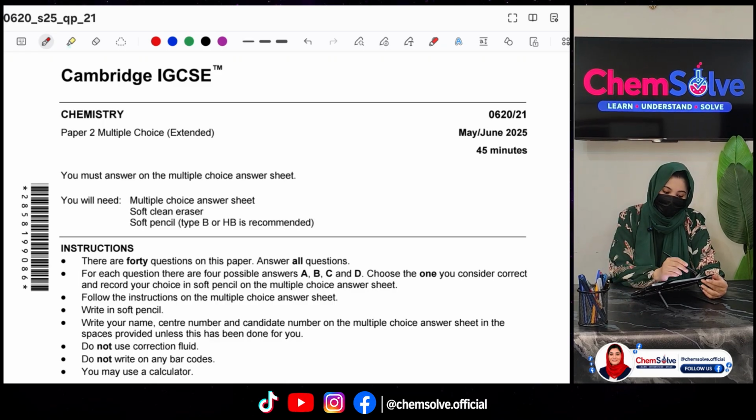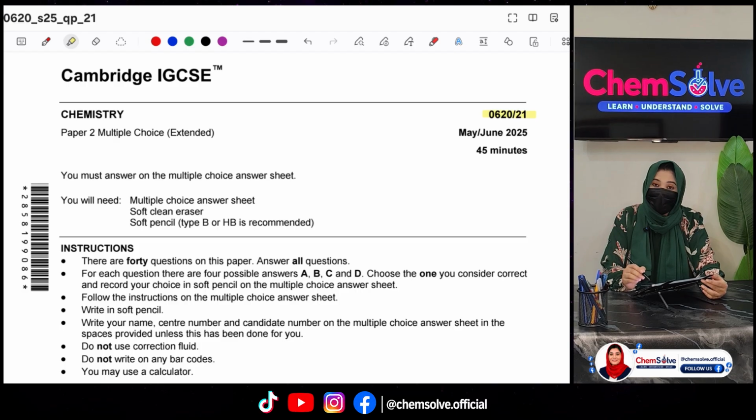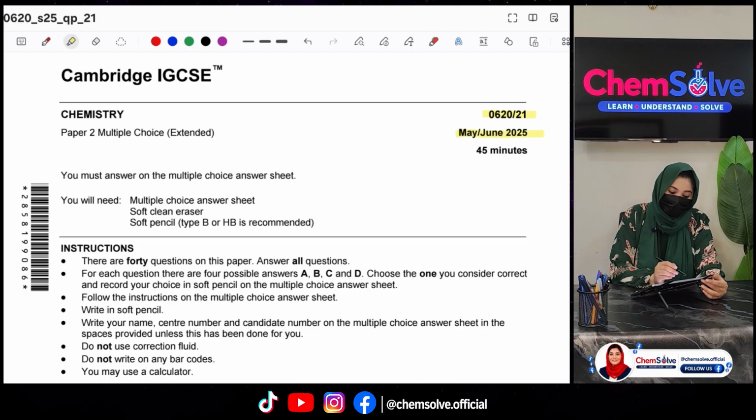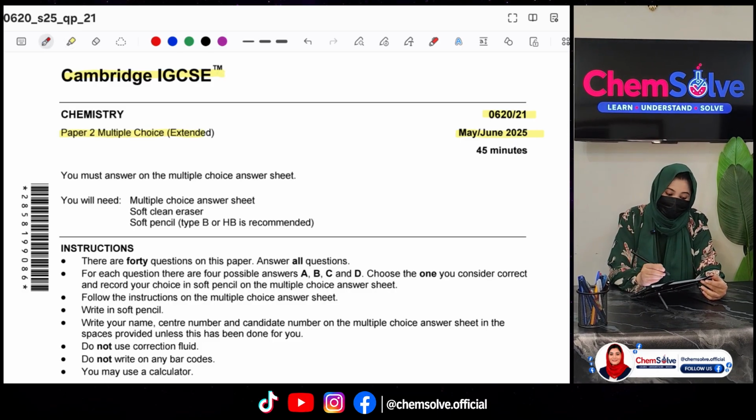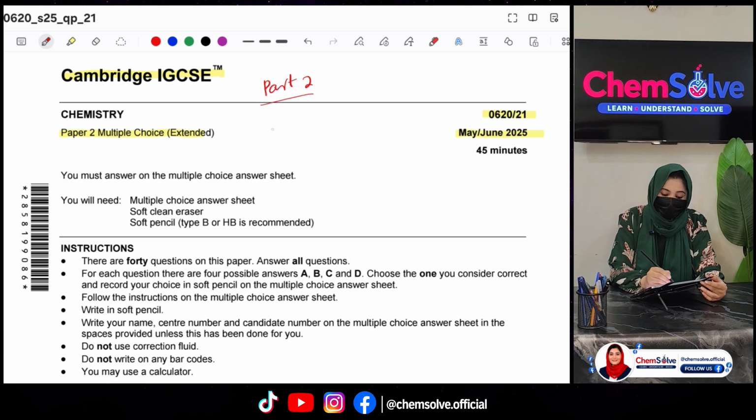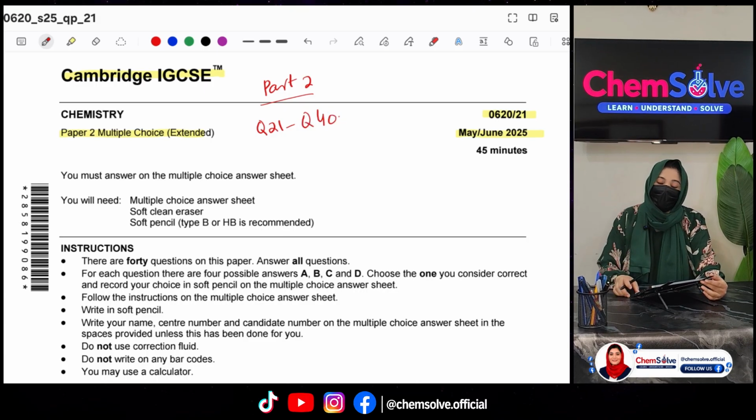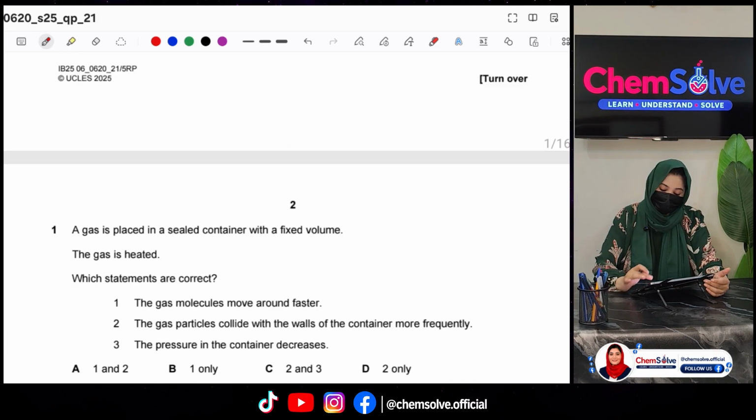Today we are going to solve 0620/21 May June 2025. This is Cambridge IGCSE multiple choice paper 2. Today we will inshallah solve part 2 of this paper, and it is from question number 21 till question 40. So let's start the paper.